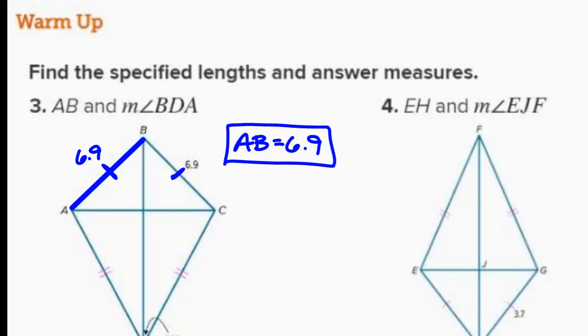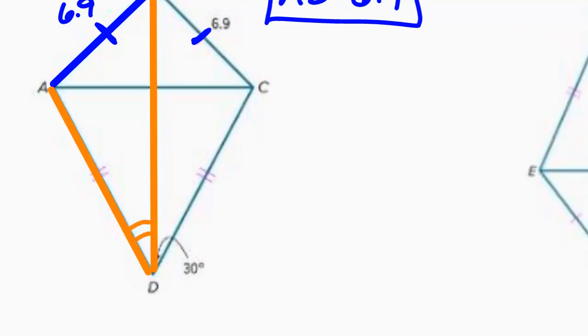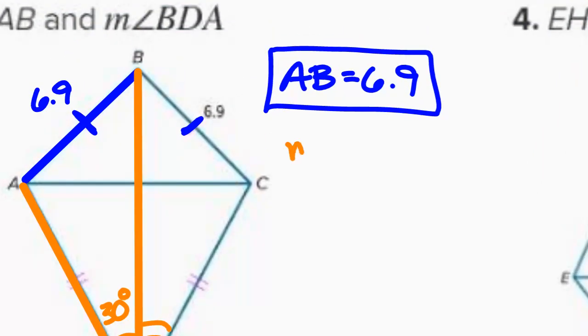Then they want us to find the measurement of angle BDA. BDA. So we are looking for this angle right here. How big would angle BDA be? It is 30 degrees. Yes, that angle is congruent to BDC. So BDA would be 30 degrees. That long diagonal is bisecting the top and bottom angles here.